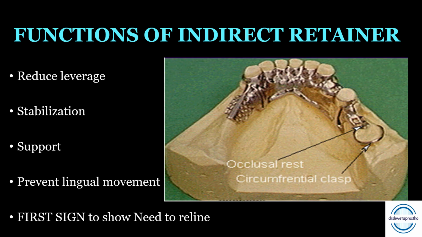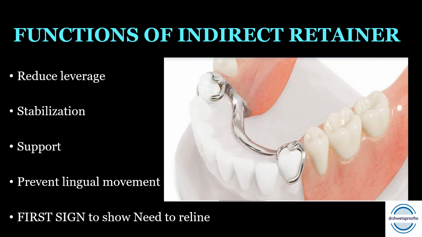Another important function of indirect retainer is that they give the first sign to show the need to reline. When the RPD becomes loose, indirect retainers leave the rest. See, there is a gap. This shows that the RPD needs relining. Another MCQ question which is asked.